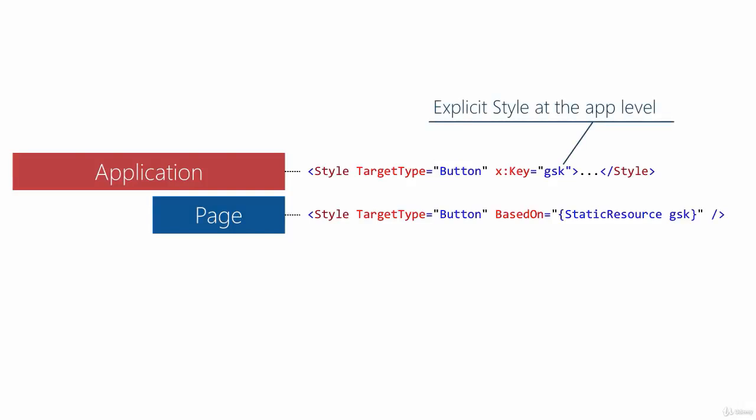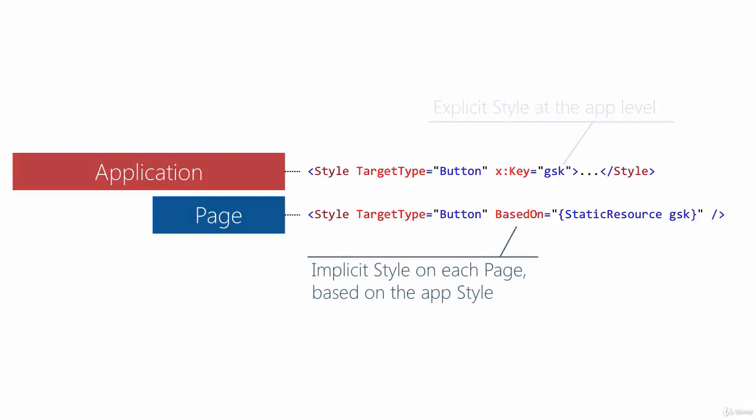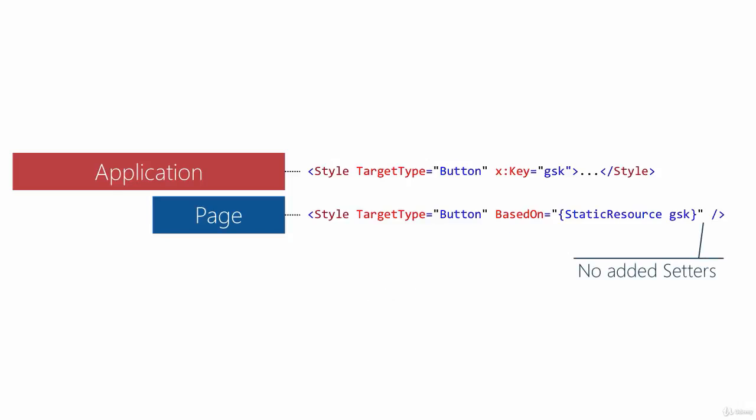Use explicit styles at the application level, define an implicit style on each page, have the implicit style based on the application level style. Do not add any setters to the page level implicit style. Its purpose is simply to convert the explicit application level style to an implicit page level style. This also allows new styles to be defined which are based on the application level.